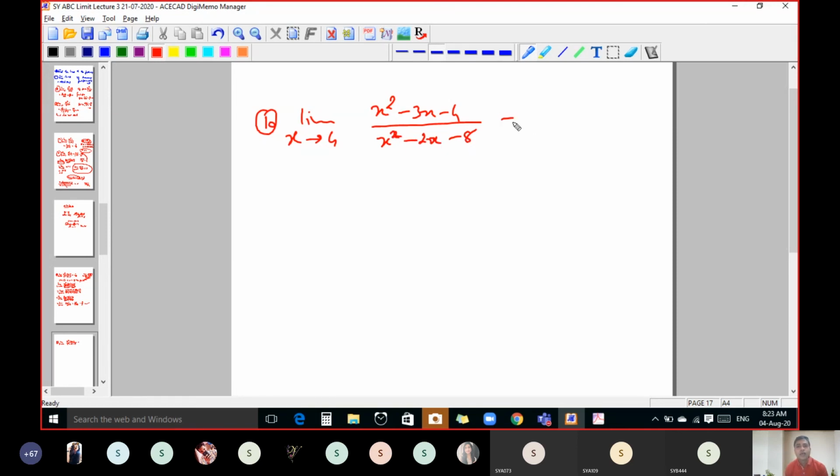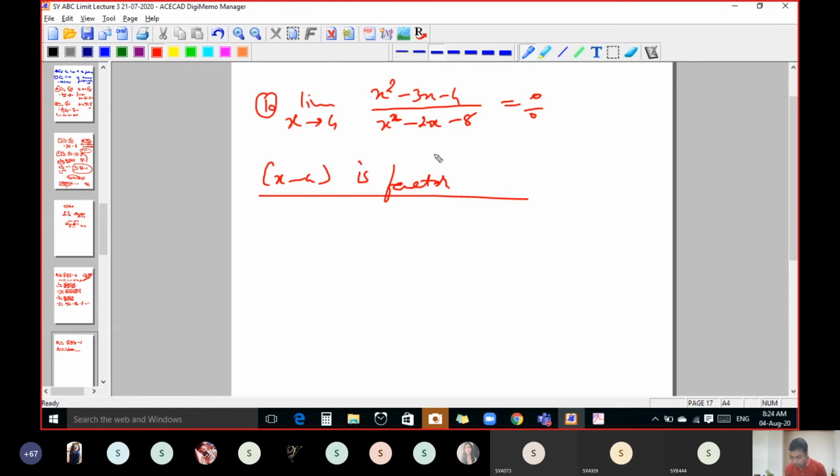So we know that here we get 0 by 0 by putting 4. So now we know that x minus 4 is one of the factors. Okay. Now what to do? We want to find the factors of the numerator as well as the denominator. What do we have to do? Simply you can do like this. See, you can write this: x square minus 3x minus 4 here, and this x minus 4 here.